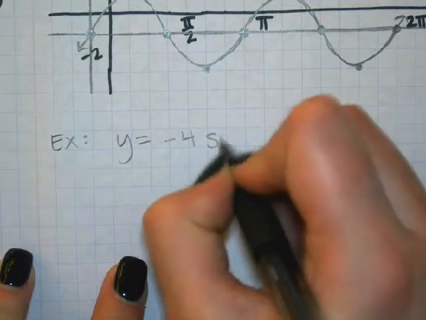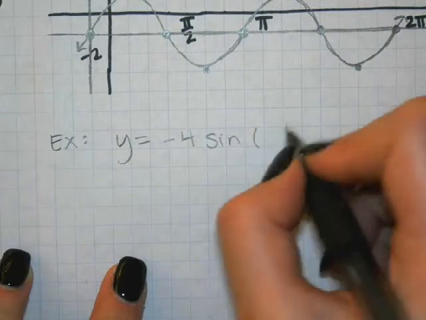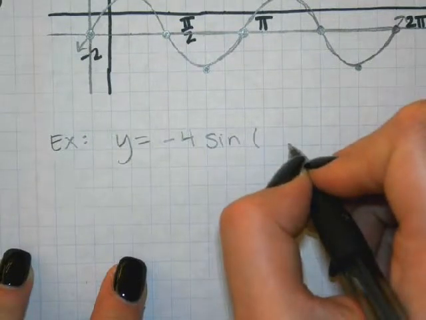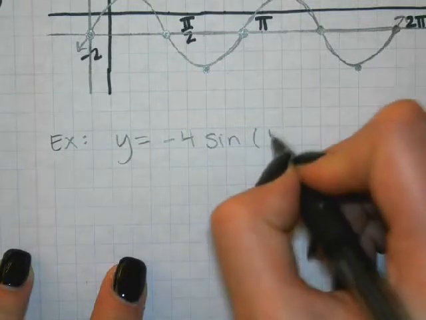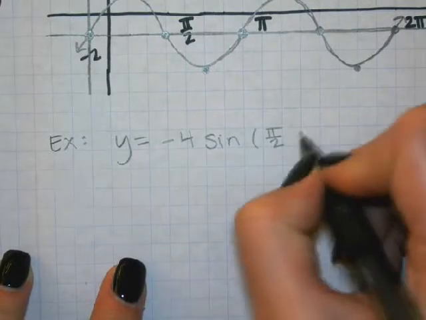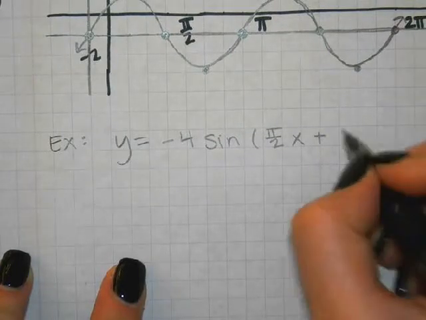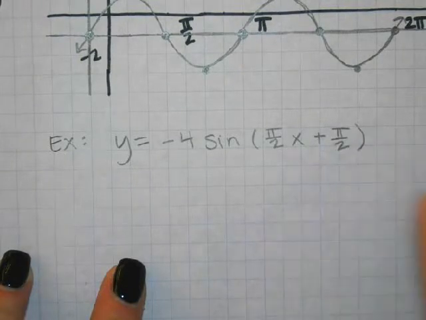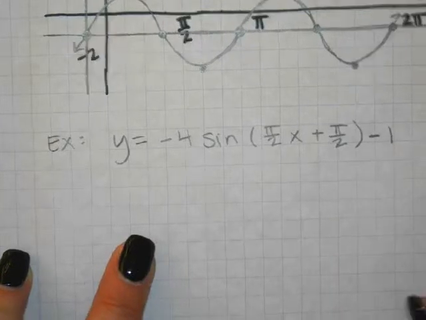And then we're going to do sine. I'm going to say pi halves x plus, we'll say pi halves x plus pi halves. And then we'll do minus 1.